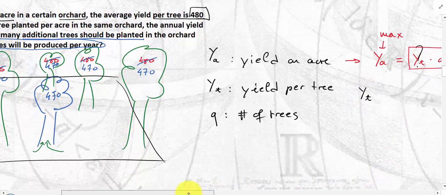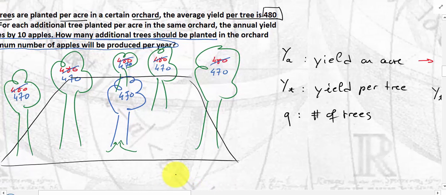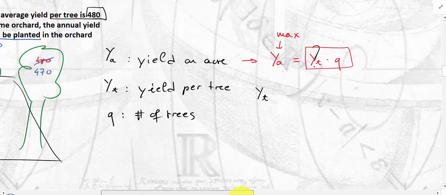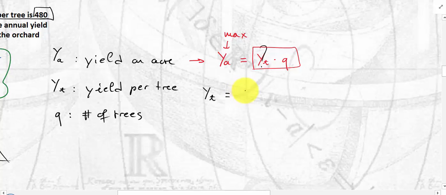Okay, what does the problem say? The problem says that if you have 14 trees on the acre, each will produce 480 apples a year. And then for each additional tree, you're going to have 10 fewer apples. So the base number here for the yield per tree is 480 apples, and then this number is going to go down by a multiple of 10.